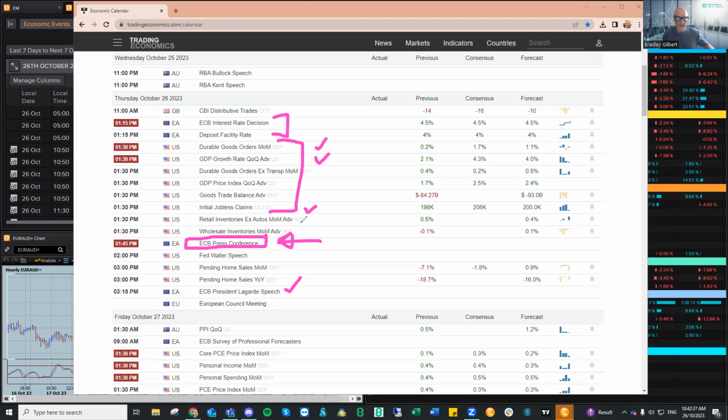Obviously with the ECB interest rate decision and all the US numbers about to drop, these are all very solid top tier, second tier numbers, right? So you want to be keeping a close eye on that.